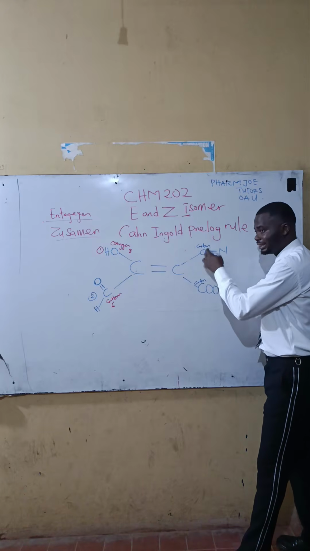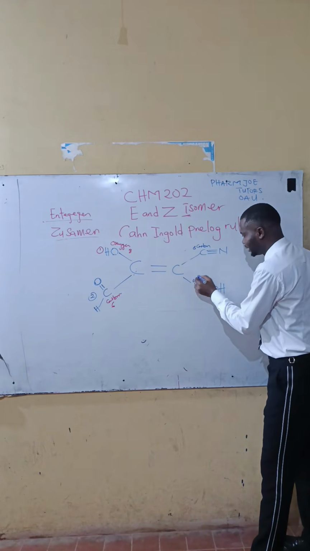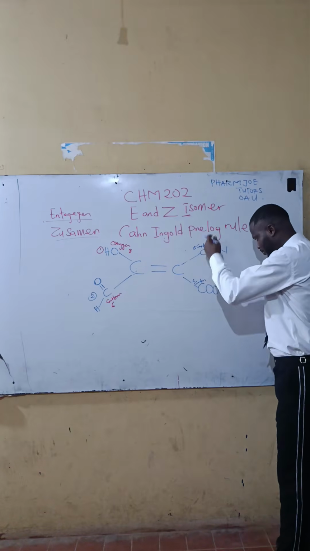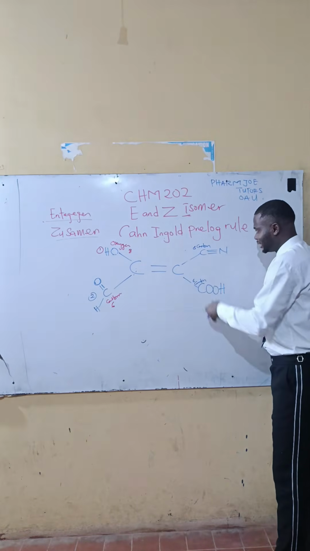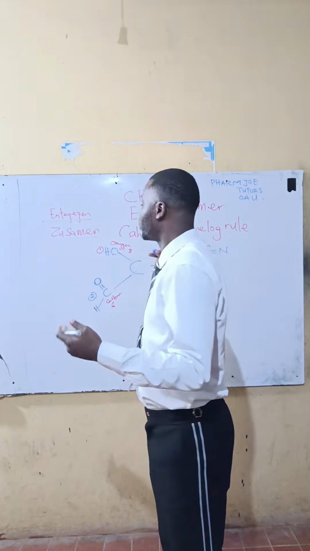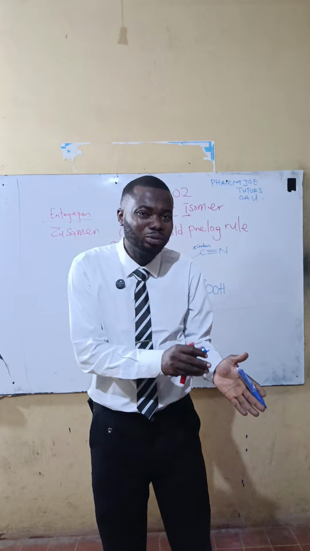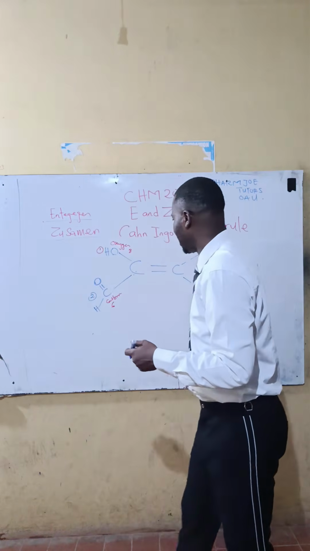Now in this case, there is a tie because carbon and carbon is the same. Atomic number 6. There's a tie here because they are the same. And because they are the same, what else do we do? What you do according to the Cahn-Ingold-Prelog rule is that you move to the immediate elements. We are moving to the immediate elements. And how do we do that?